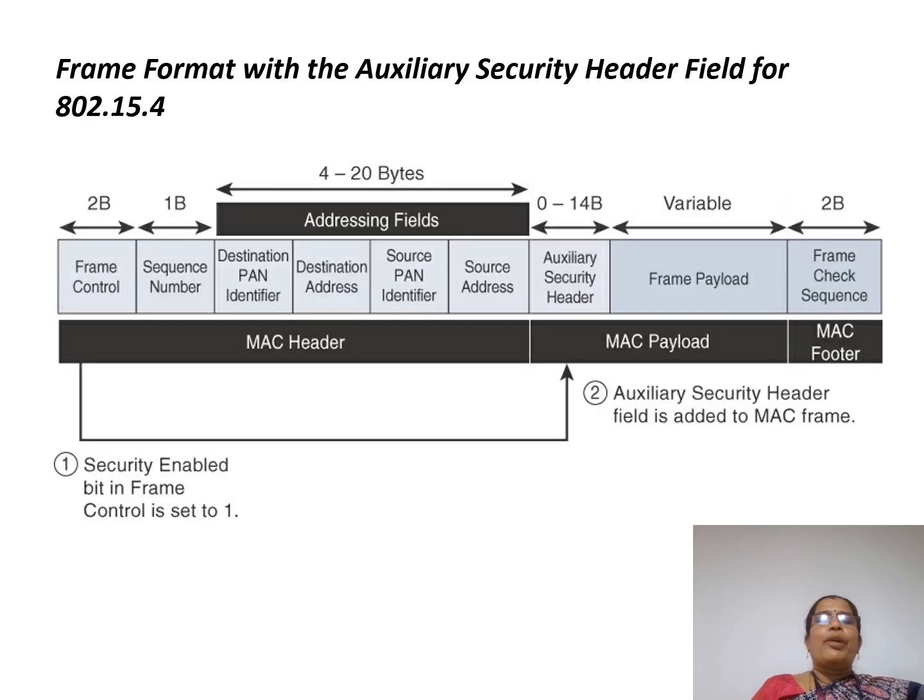This is the frame format for security. We can see the frame control, sequence number, destination PAN and destination address, source PAN, source address, auxiliary security header, frame payload and frame check sequence. The frame control takes 2 bytes and the sequence number is 1 byte, and the addressing fields are the destination PAN, destination address, source PAN and source address. This is the auxiliary security header, which comes under the MAC header, followed by the MAC payload and the MAC footer.